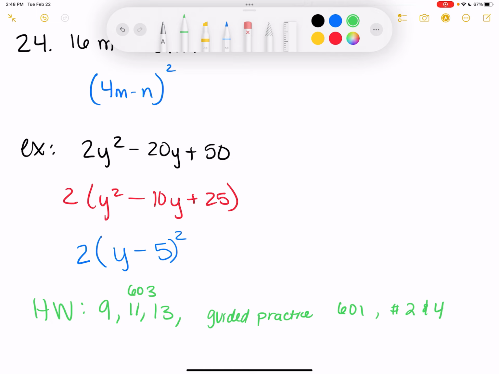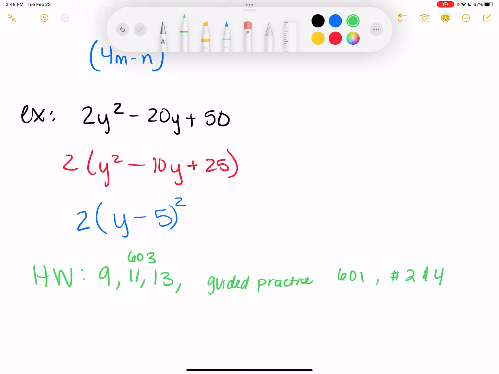Actually, I would like you to also look at 22 on page 603 and see if you can find the error and correct it. Okay, number 22, it's one of these where it says describe and correct the error. So see if you can figure out what they did wrong and then fix it. Okay? Yes.